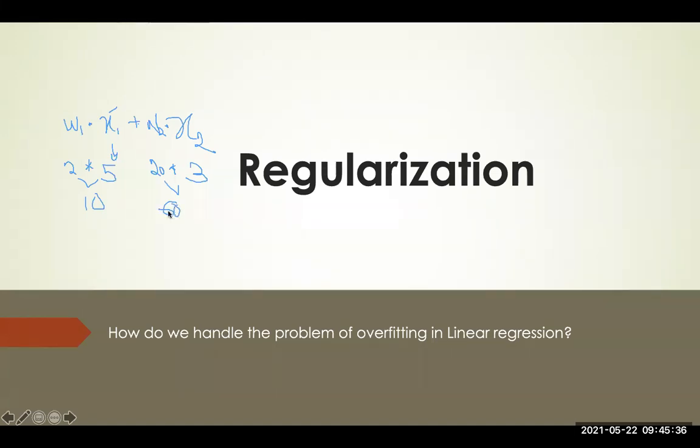Which one will impact the model more? This variable or this variable? Variable X2, because the coefficient is high compared to 2. So regularization means reducing this 20 to values closer to 0. So let's say this now becomes smaller. I'm teaching you neural networks, deep learning, and you understand this very well. That's what the model is trying to do.